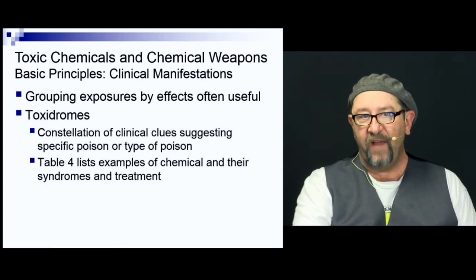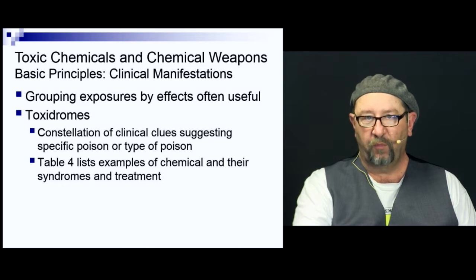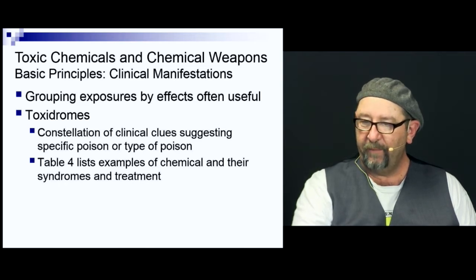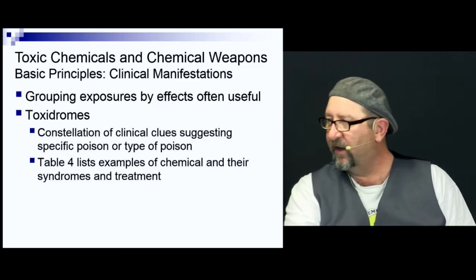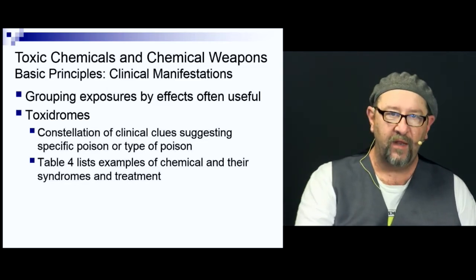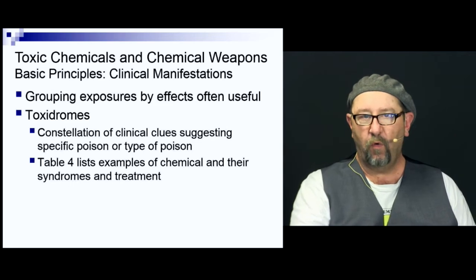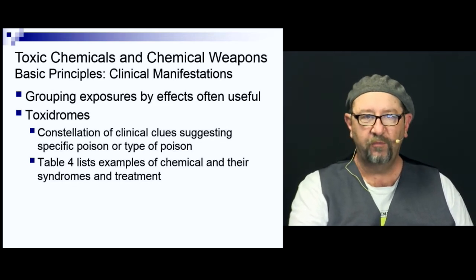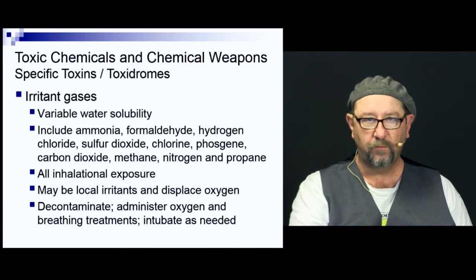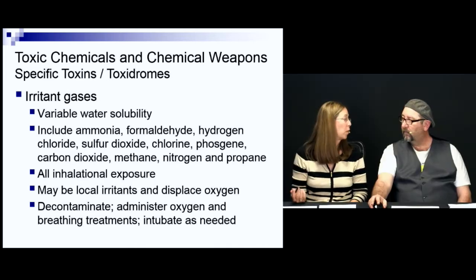Grouping exposures by effects is often useful, and toxidromes are where it's at. This is where you see a patient with a constellation of clinical clues. They're short of breath, they have blistering skin or something like that. Table 4 lists examples of chemicals and their syndromes, the syndromes and toxidromes that we're after. So we'll go through some of the ones that are in the table at this point, because I think this is stuff that's ripe for questioning.